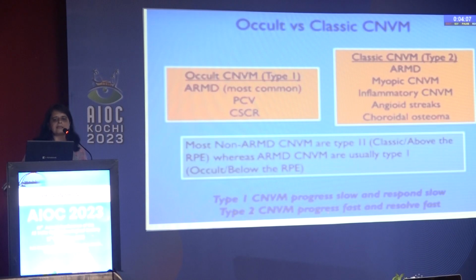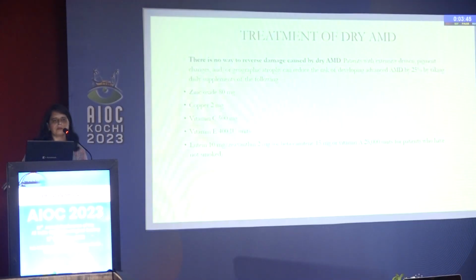Occult versus classic CNVM. We know that type 1 is seen in ARMD or polypoidal choroidal vasculopathy or CSCR, whereas classic or type 2 is seen in ARMD, myopic CNVMs, inflammatory CNVMs, angioid streaks, and choroidal osteomas. Type 1 CNVMs progress slow and respond slow. Type 2 CNVMs progress fast and resolve fast.